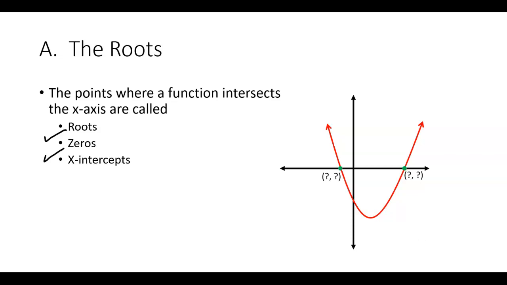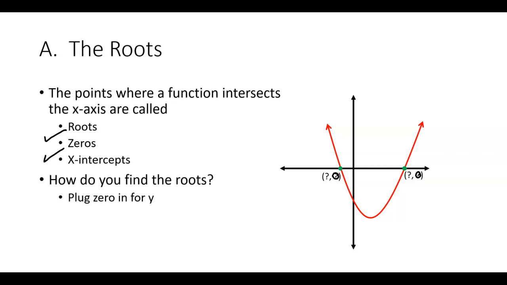Now, when we're looking at those points where it touches the x-axis, we know some of those question marks up there. What are some of the question marks that we know? You can tell right away. Zero. Okay, so which ones are the zeros? The y value. When you're on the x-axis, your y value is zero. Okay? We don't know the x values, and that's what we have to do math to figure out. But the y values are obvious when you're on the x-axis. It's zero.